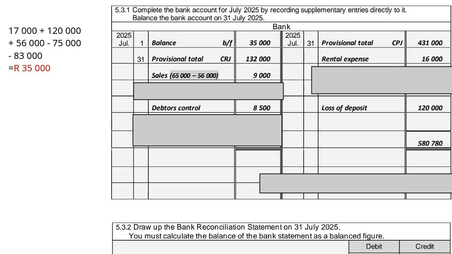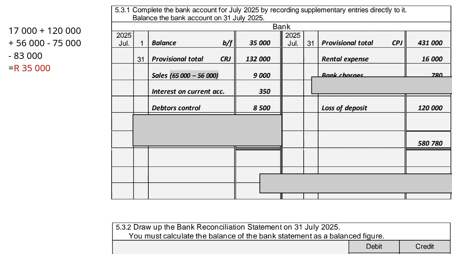Interest on current accounts has also not been recorded in the cash receipts journal, so we will enter that. Interest on current accounts, 350 Rand, given in information C. And then our bank charges of 780 Rand has also not been recorded in the cash payments journal, so we will enter that. And our debit order for property tax is also not entered into the cash payments journal, so we will enter that entry. Rates and taxes, 13,000. If we then add up the credit side of our bank accounts, we get 580,780.